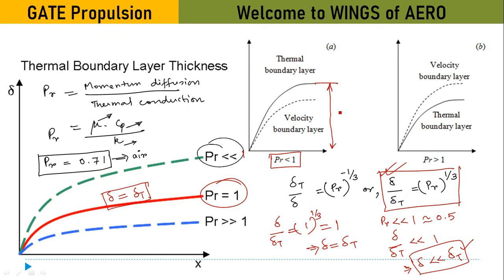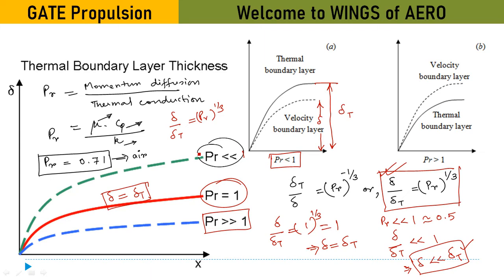Now similarly, del by del T equals PR power 1 by 3. Now I want to consider when the Prandtl number is greater than 1. Now what's going to happen? Then the del, that is the laminar boundary layer, is going to be much higher as compared with the thermal boundary layer, right? Now look at the example, look at figure B, right?